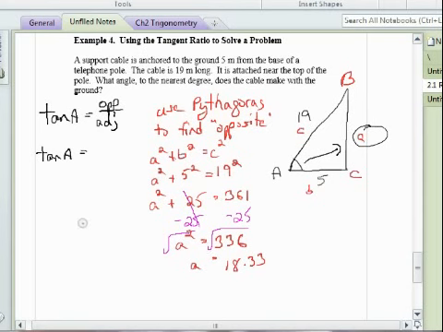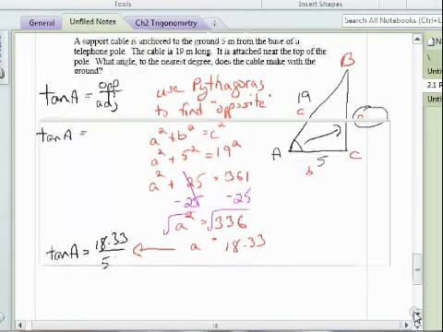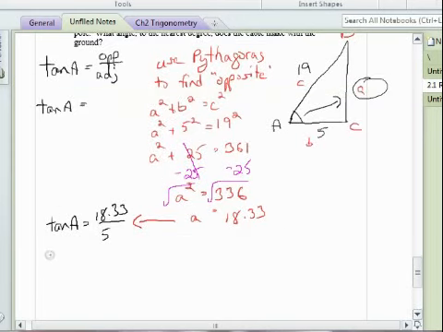So now I can take that number and punt it back over here to do this. So my tan A equals 18.33 over 5. And then I get my calculator. My calculator tells me that tan A equals 3.666.